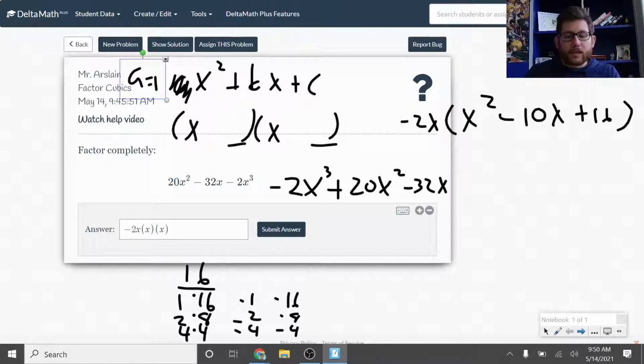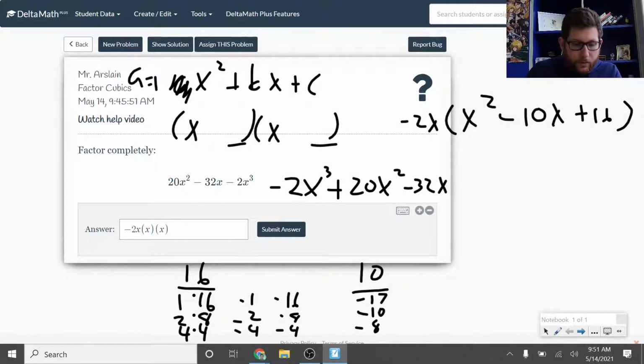Now, this actually becomes really helpful because those are my c values. Multiply to c, add to b. Now, I want to add these up to equal negative 10. And so if I add negative 1 and negative 16, I get negative 17. Here's my negative 10 at negative 2 and negative 8. So see what multiplies together to make c, and then see which one of those pairs adds up to be your b value. So in this case, my final answer, I'm going to use the negative 2 and negative 8.